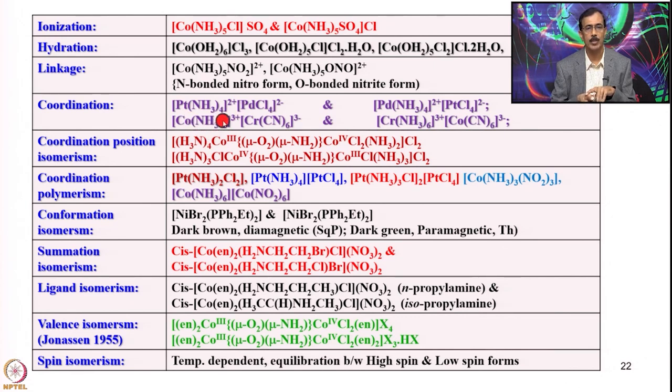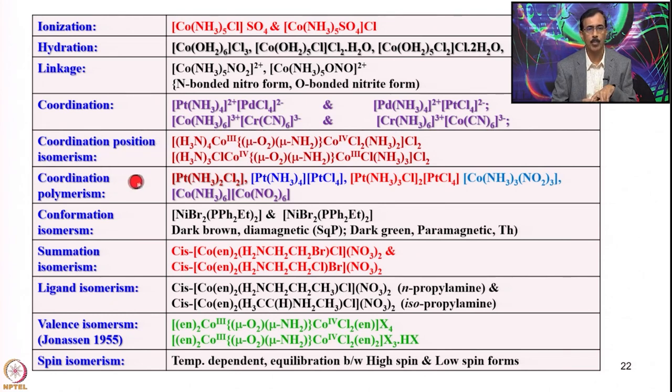We have hexamine cobalt 3 plus as a cation and hexacyanochromate as the counter anion, whereas here hexamine chromium 3 plus is the cation and hexacyanocobaltate is the anion. So they are coordination isomers, and coordination position isomers will come into the picture, where we can see cobalt 3 is here and cobalt 4 is there, and cobalt 4 is here and cobalt 3 is here. The rest remains more or less the same, or there may be some change depending upon the change of oxidation state. Anion ligands may take different positions. So this is called coordination position isomerism.